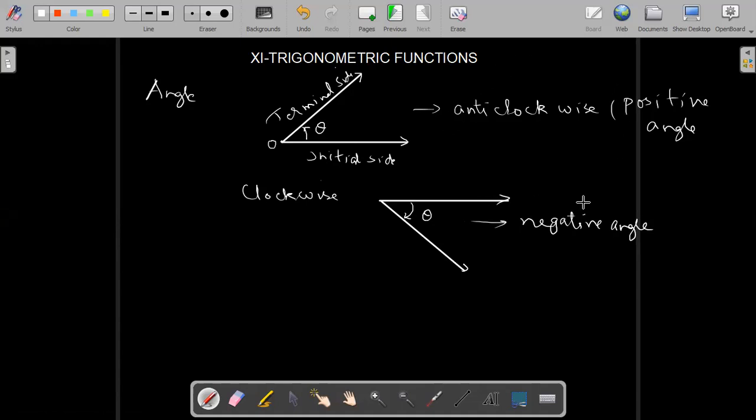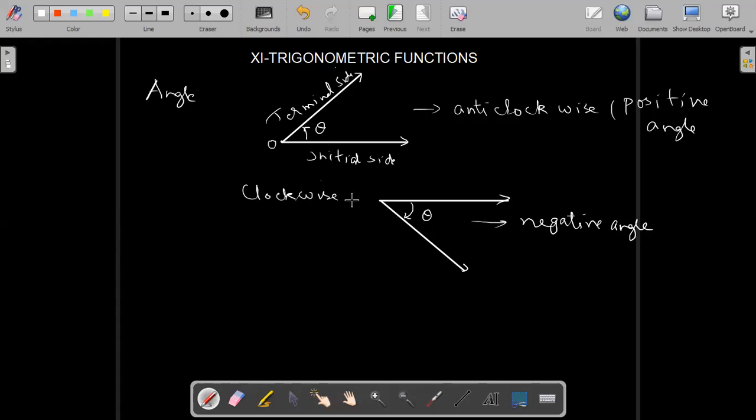Generally we have the quadrant system. First quadrant, second quadrant, like this we are moving. If you move in the opposite direction, that's why you will see sine minus theta and like that it will come. So you should know about the rotation. If it is anti-clockwise, then it is positive. If it is clockwise, it is negative.